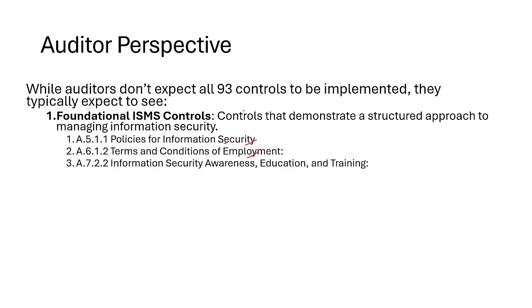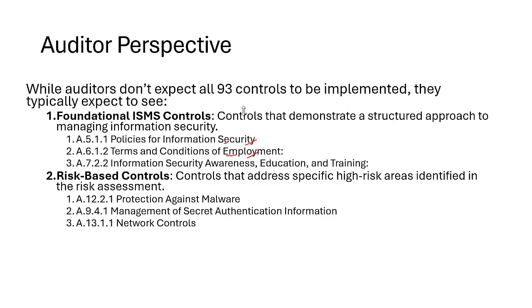So for aspirants, the policy could outline the commitment to client data protection, incident response, and secure handling of training data. Second is terms and conditions of employment. It ensures the employee understands and accepts the security responsibility. And who is the weakest link in the organization? People. So people should be aware of these things. So foundational is always ISMS controls should be there.